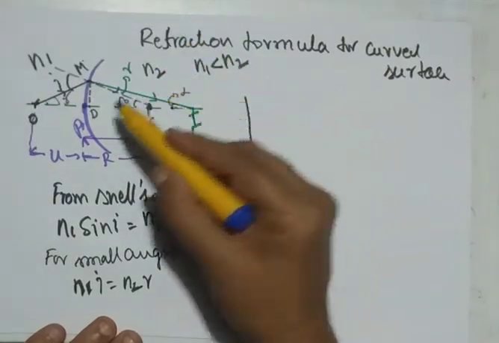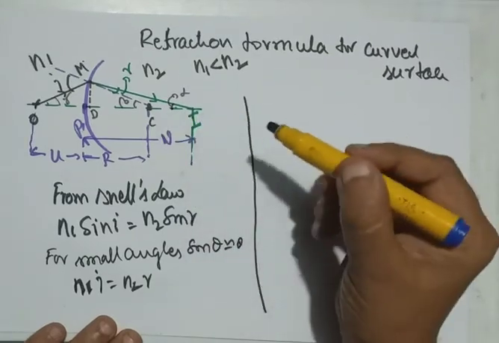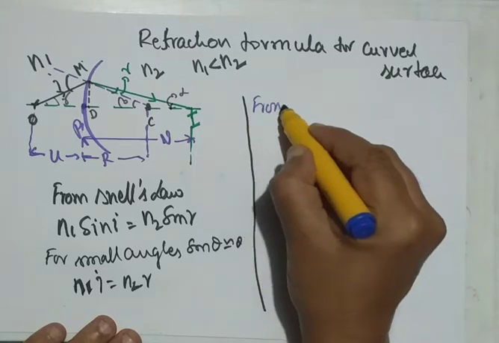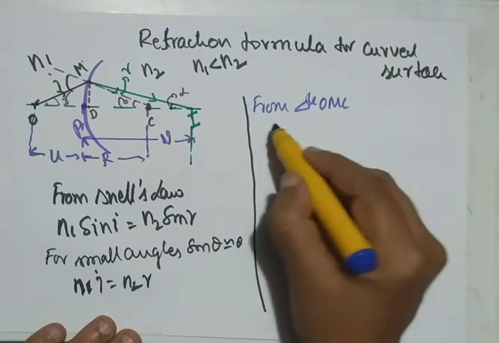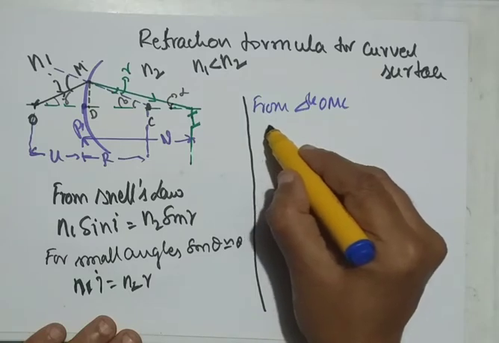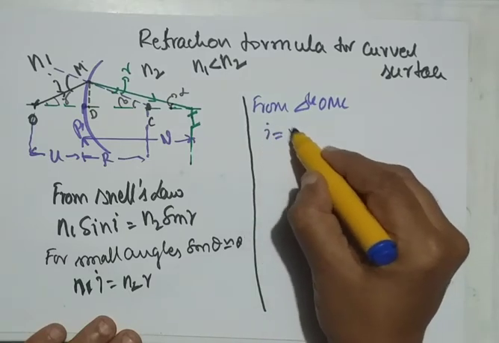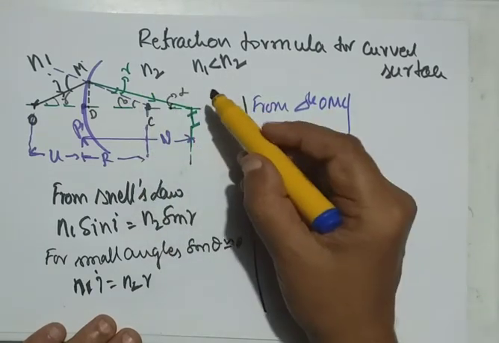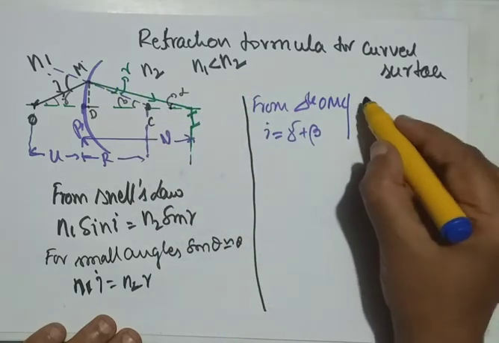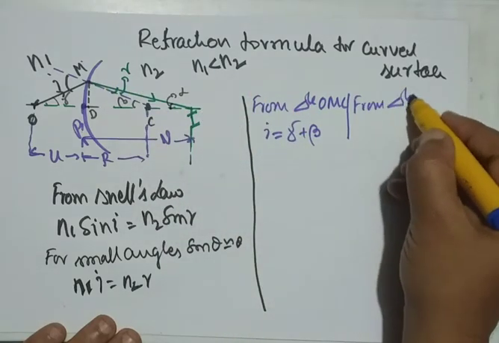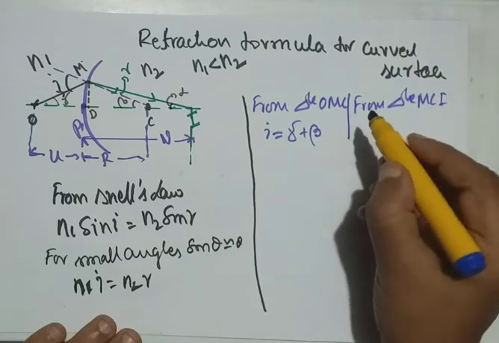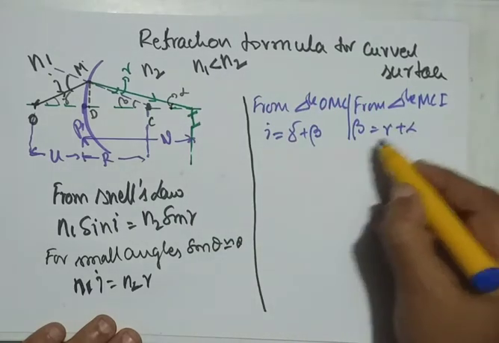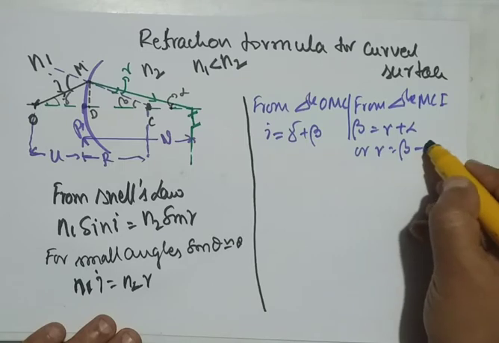I is the exterior angle for triangle OMC. Therefore, from triangle OMC, I can be written as gamma plus beta. Similarly, R is in the triangle MCI. From triangle MCI I can write beta, the exterior angle, is equal to R plus alpha, or R equals beta minus alpha.